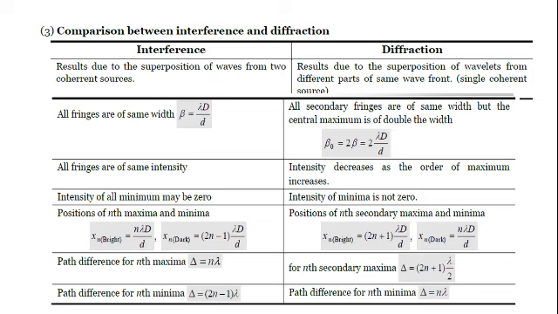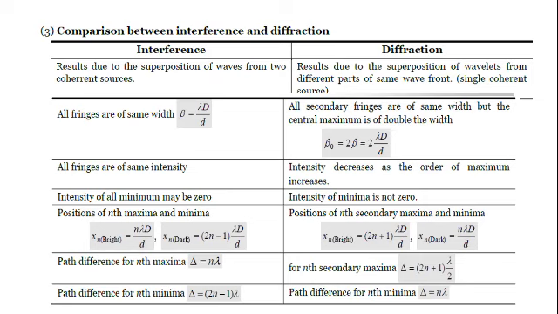In interference, all the fringes have the same width, that is beta is equal to lambda D by d. In diffraction, all the secondary fringes are of the same width, but the central maxima has double the width. How much, guys? It is 2 beta, that is 2 lambda D by d. So questions might be asked from this topic, such as what is the fringe width for the central maxima?